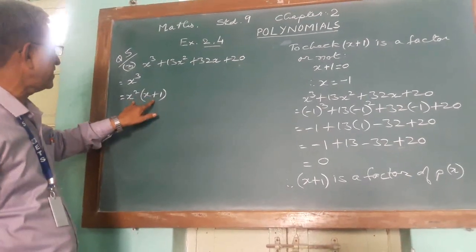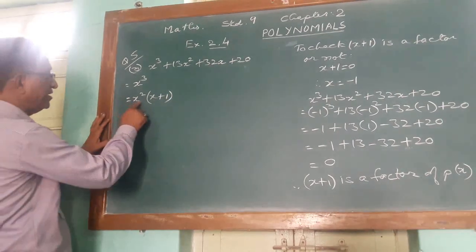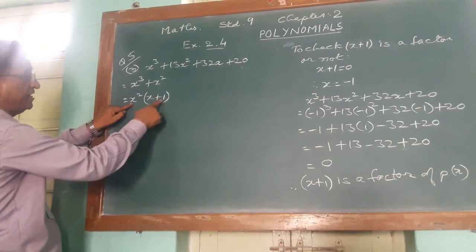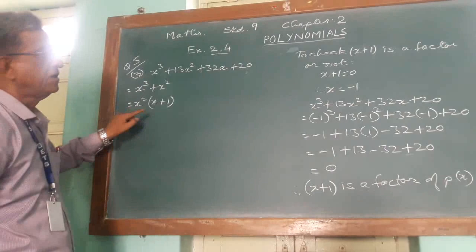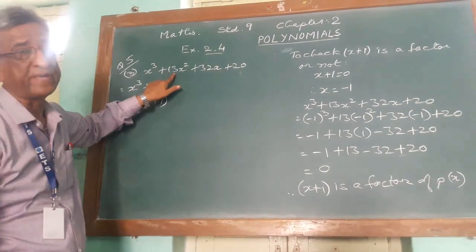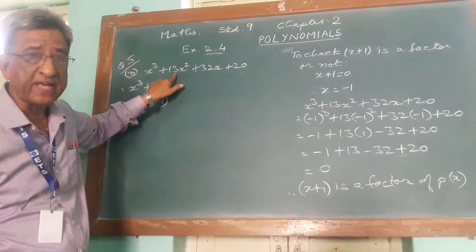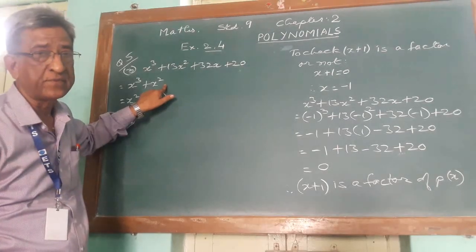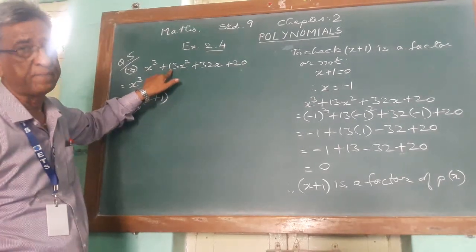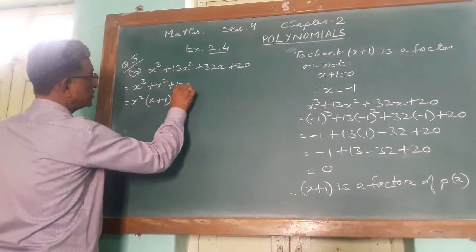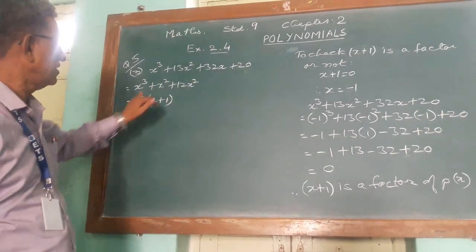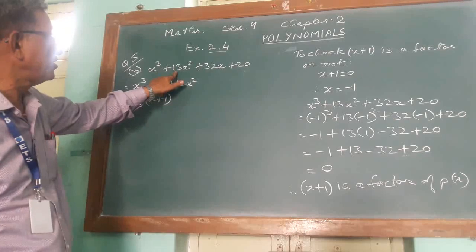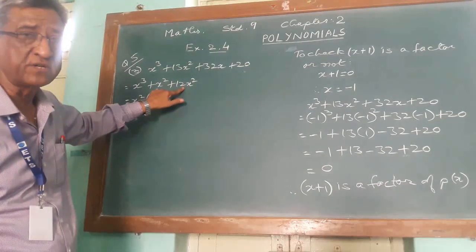Now remove the bracket and write down the second step. x square into x, x cube, x square into 1 gives you x square. Now in the sum it is given 13x square, but instead of 13x square I have written 1x square. So how much should I write so that we get 13x square? If I write plus 12x square, then x square plus 12x square gives 13x square. So I have split 13x square in the form of x square plus 12x square.